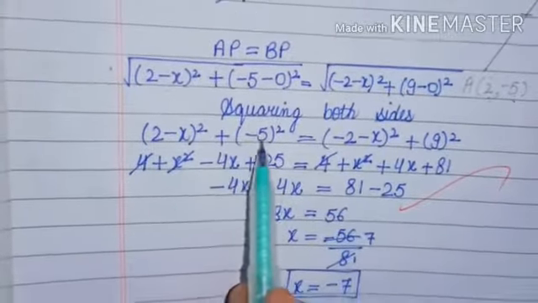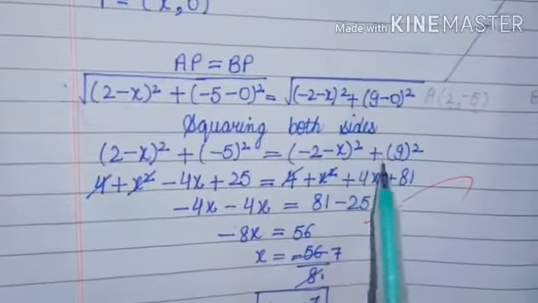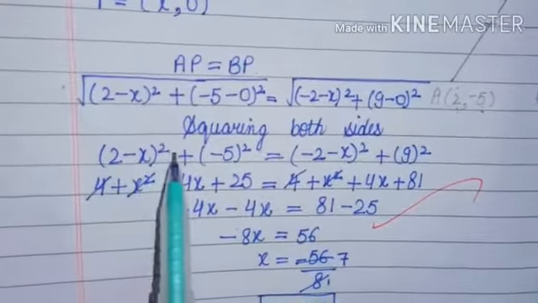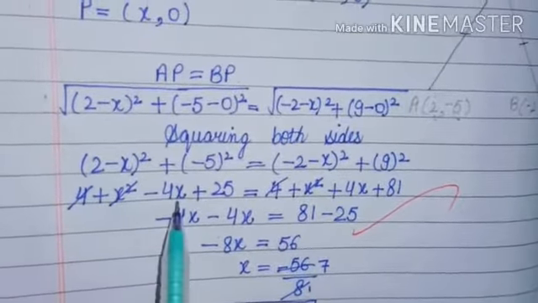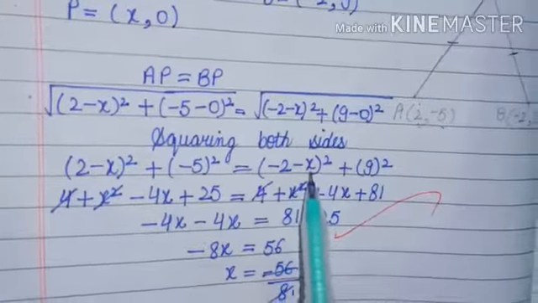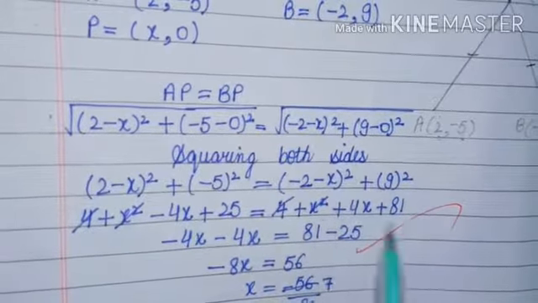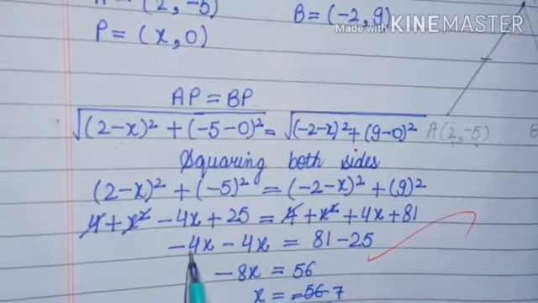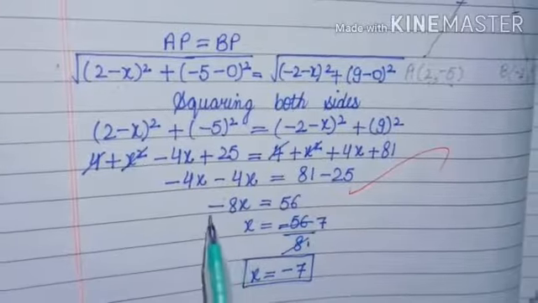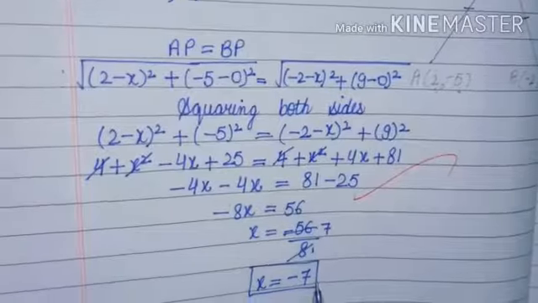So you will get (2 minus x) whole square plus (minus 5) whole square is equal to (minus 2 minus x) whole square plus 9 whole square. Here, beta, you will use the identity (a minus b) whole square. After opening the identities you will get these numbers, and here both signs are negative, so you will use the (a plus b) whole square identity. After solving the identities, you will get minus 4x is equal to 81 minus 25. At last you will get minus 8x is equal to 56, and the value of x is minus 7.